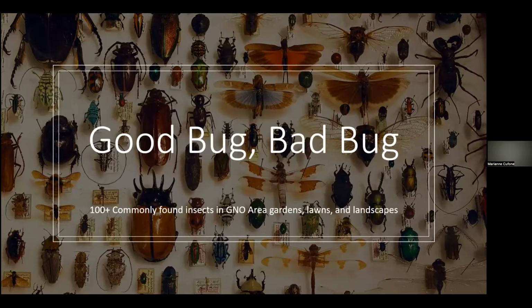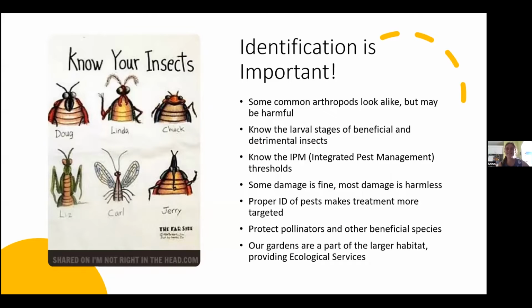Okay, with that, we're going to jump in. Good bug, bad bug. So I did just cover a little bit about why proper identification is important. Now, you don't really have to be an entomologist to learn what some of these basic insects are, what their larval or egg stages look like too, so you can recognize them that way. I really love this little cartoon. I see it a lot within entomology circles. Know your insects. It does really help when we're developing our IPM strategies within our lawns and gardens.